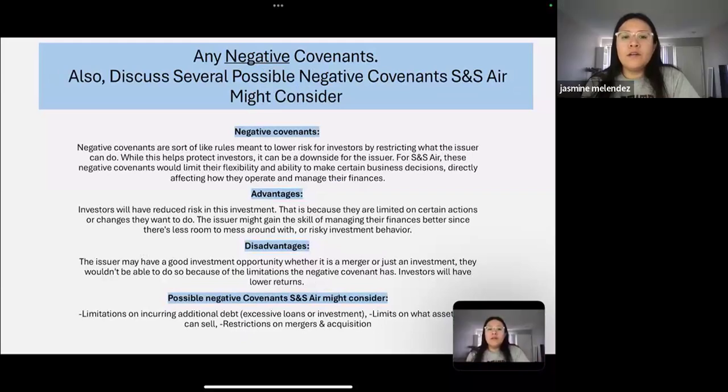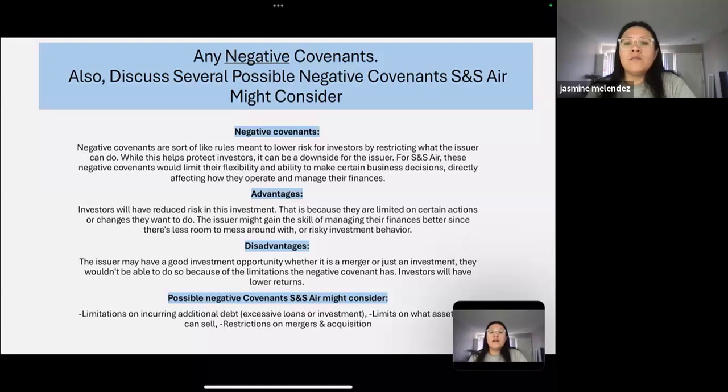So I'll be going over negative covenants and also discussing several possible negative covenants SNS Air might consider. To begin with, negative covenants are basically rules that are meant to lower risk for the investors by restricting or limiting what the issuer can do. This will protect investors, but it can also be a downside for the issuer.